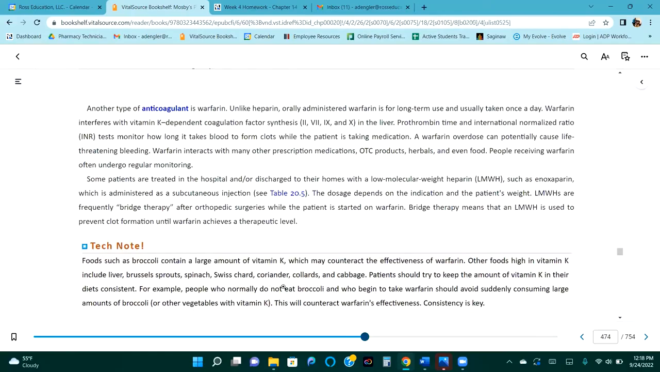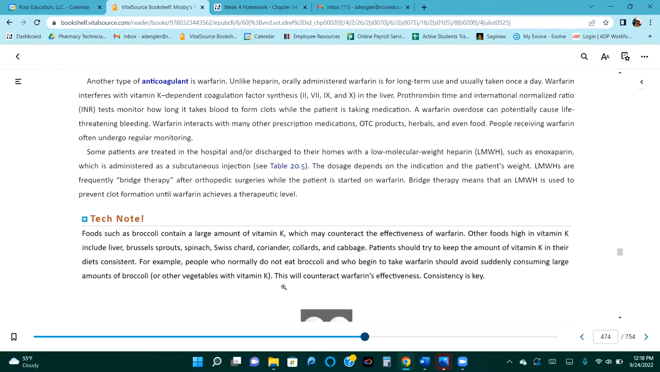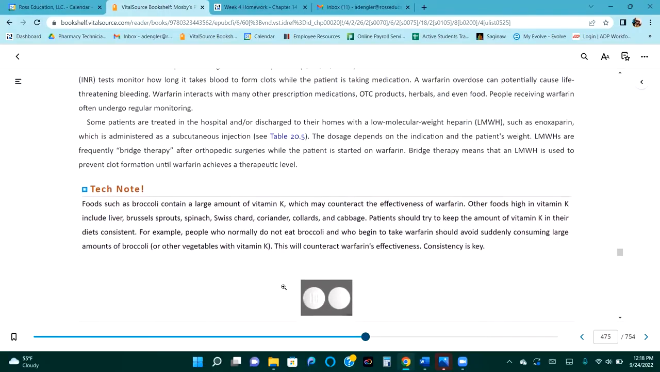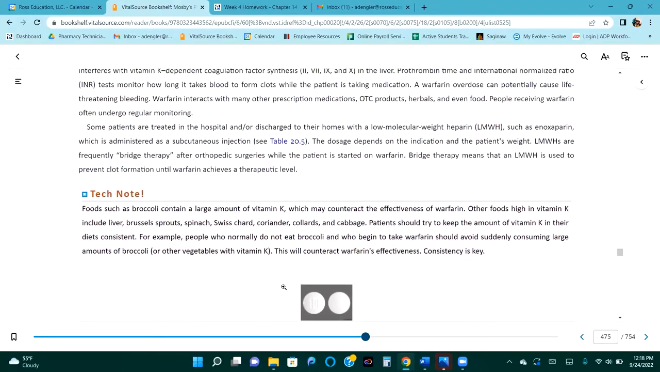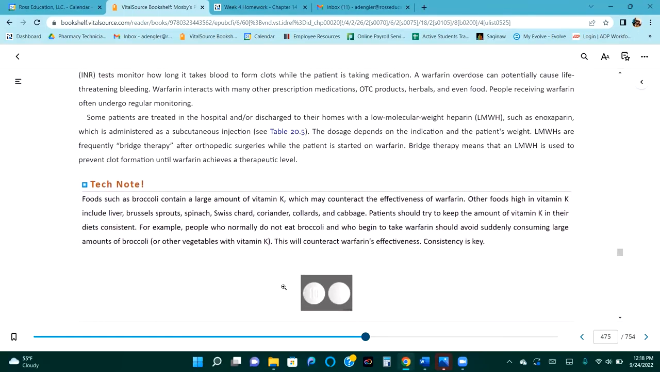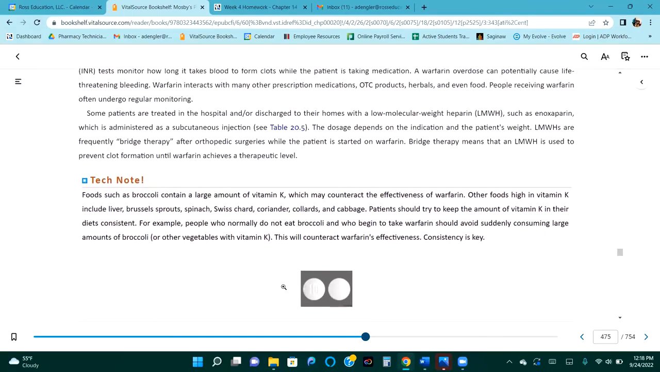Another type of anticoagulant is warfarin. Unlike heparin, orally administered warfarin is for long-term use and usually taken once a day. Warfarin interferes with vitamin K dependent coagulation factor synthesis in the liver. Prothrombin time and international normalized ratio tests monitor how long it takes blood to form clots while the patient is taking medication. A warfarin overdose can potentially cause life-threatening bleeding. It interacts with many prescription medications, OTC products, herbal supplements, and even food.